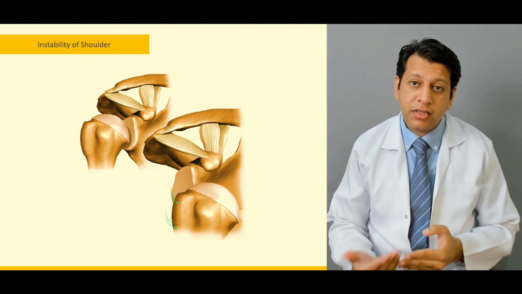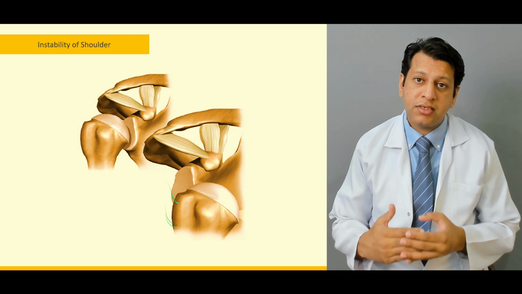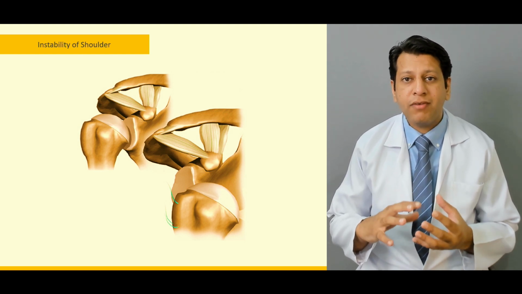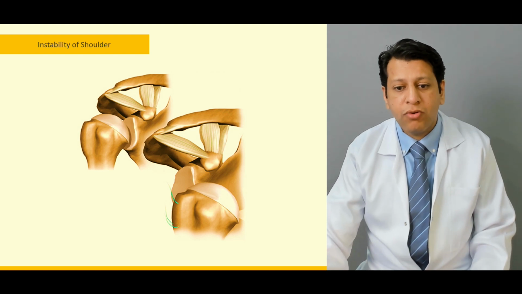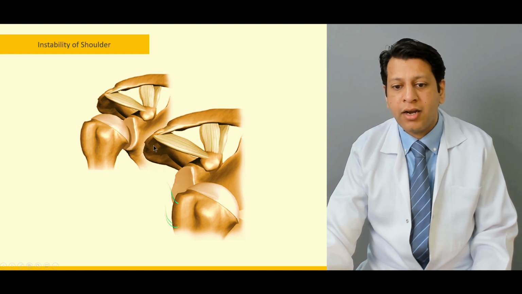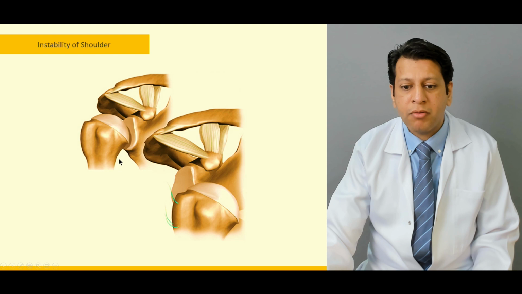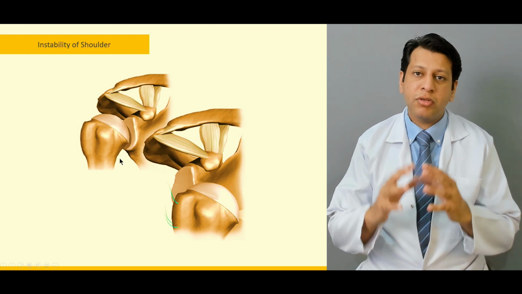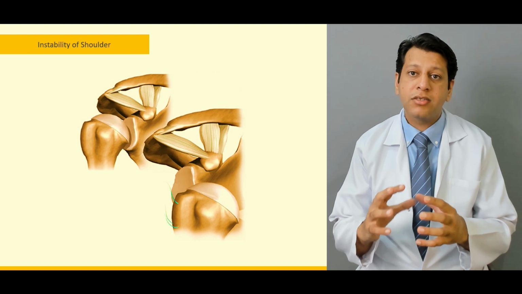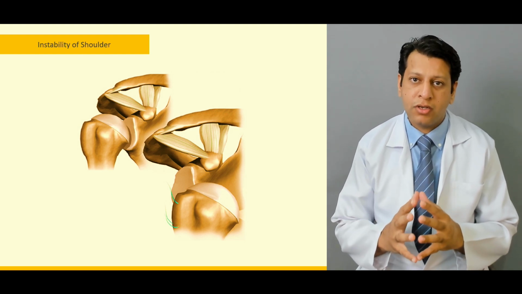Above that, there are dynamic stabilizers as well. These dynamic stabilizers are muscles. They have a kind of sling effect: when you are moving the shoulder, there is definitely some degree of movement of the humerus head, either anteriorly or posteriorly or above or below. But that is maintained at a certain level, and the head does not subluxate or dislocate.